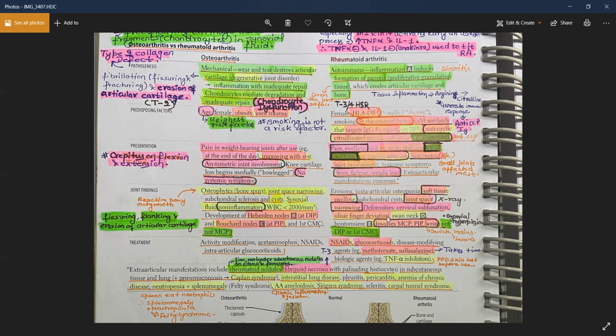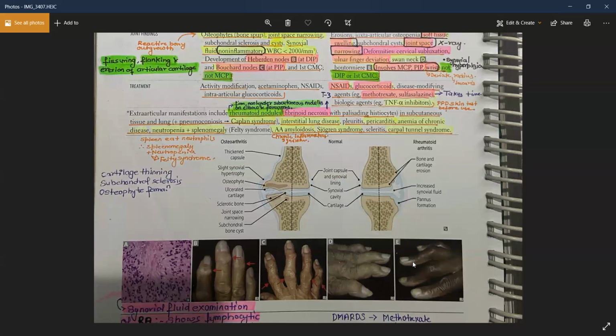The patient can have ulnar finger deviation, in which the fingers are deviated towards the ulnar side, which means medially. The patient can also have swan neck deformity of the fingers, as you can see. These are the swan neck deformities. Very important, the patient can have involvement of the metacarpophalangeal and the proximal interphalangeal joints. DIP is not involved. Very important to note that.